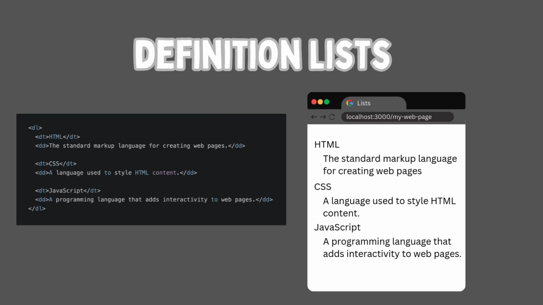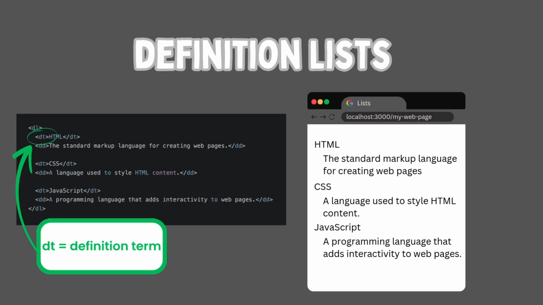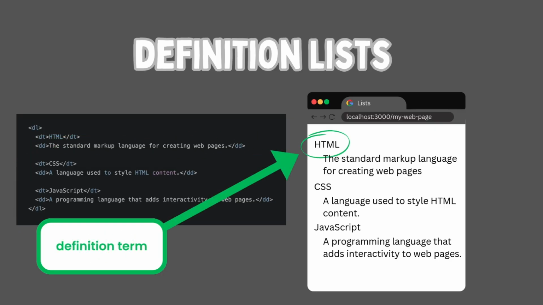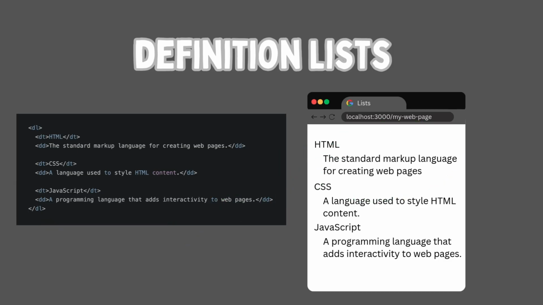Finally, we have definition lists. These are a bit different and are used to pair terms with definitions or descriptions. We use three tags: DL, DT, and DD. The DL tag starts the definition list. DT is for the term, and DD is for the description. Here, each term is followed by its description. This type of list is useful for glossaries, FAQs, or any list that has pairs of items and their explanations.